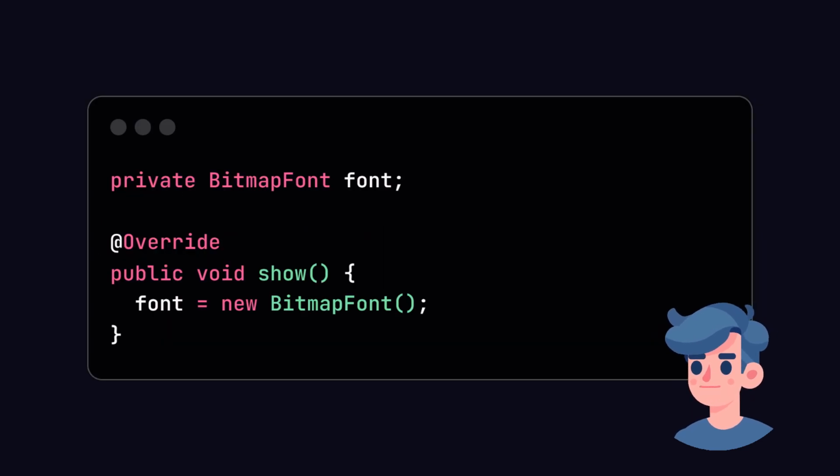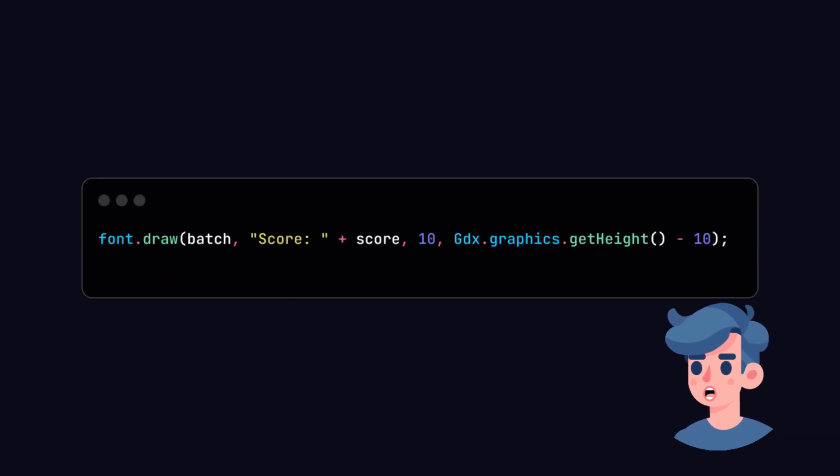Now, let's display the score using bitmap font. We first need to create an instance of bitmap font in our show method. In the render method, we will also draw the score in the top left corner. Let's add that to our rendering logic.